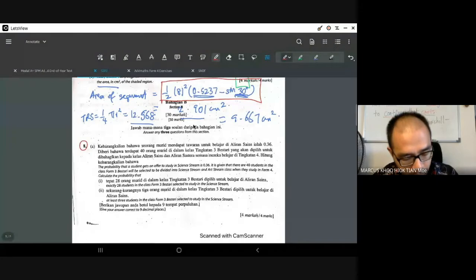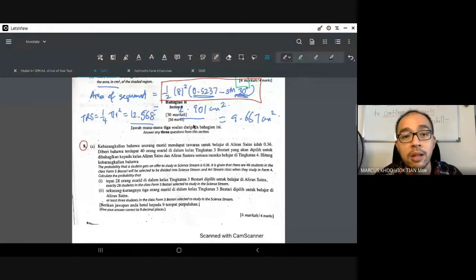So let's start with question A. This is a probability distributions question. As a reminder, there are 2 probability distributions. We spent a very long time on this, which is binomial distribution and normal distribution. So let's go into this.